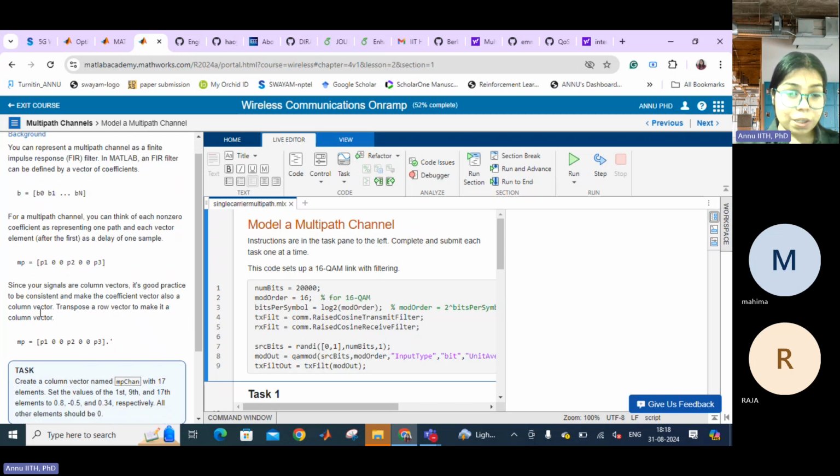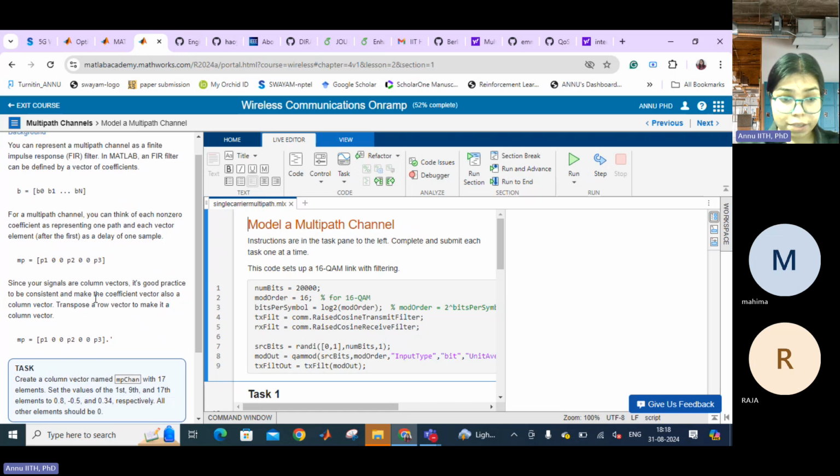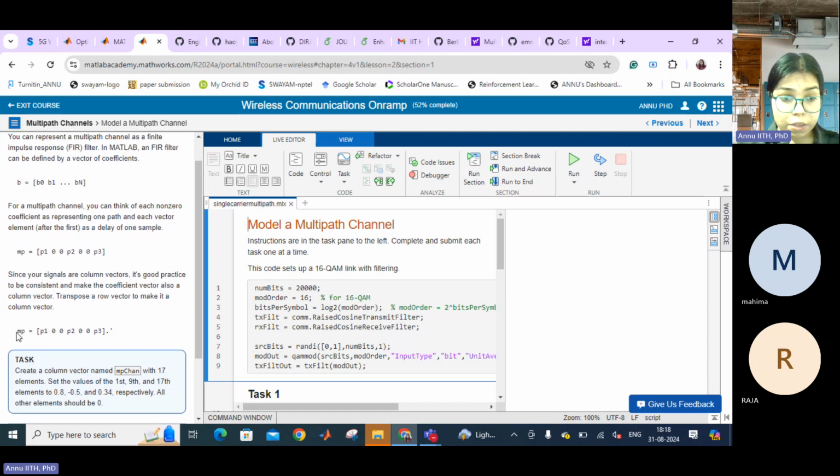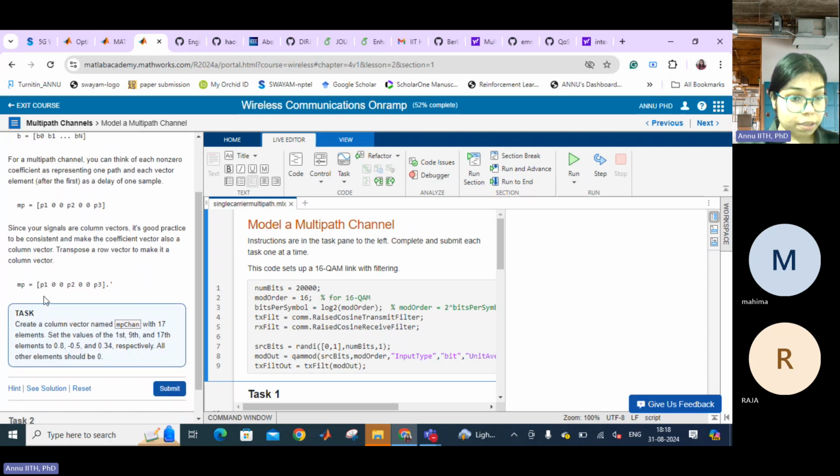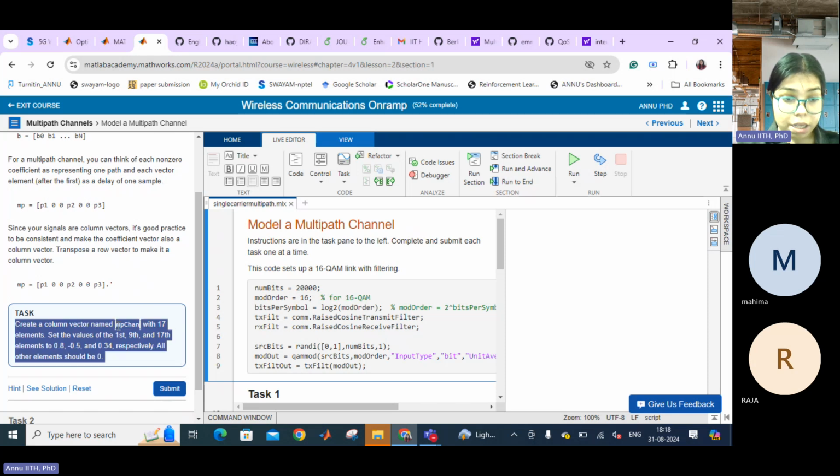Now, since your signals are column vectors, it's good practice to be consistent and make coefficient vectors column vectors also. So let's have this as a coefficient vector. Transpose the row vector to this column vector. Now we have to create a column vector named MP channel, for multipath channel, with 17 elements. Set the values as given here.